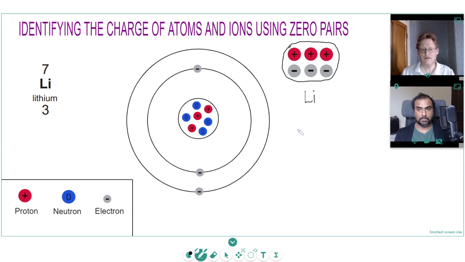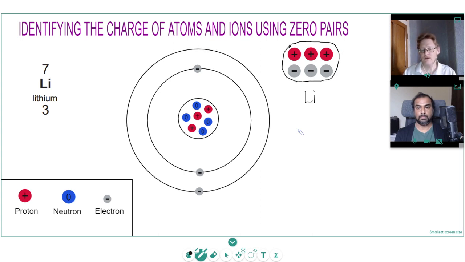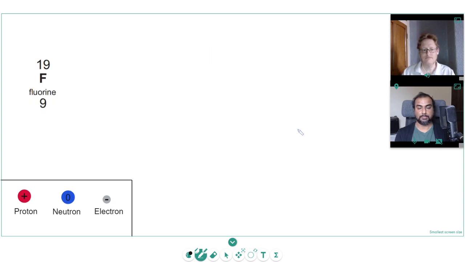Okay, could we now have a look at another atom? Let's have a look at a fluorine atom. Great. So you want me to build the nucleus again, presumably? Yes, the nucleus and then the electron structure. Okay, so this is bigger. There's more going on here. Nine protons and 10 neutrons.